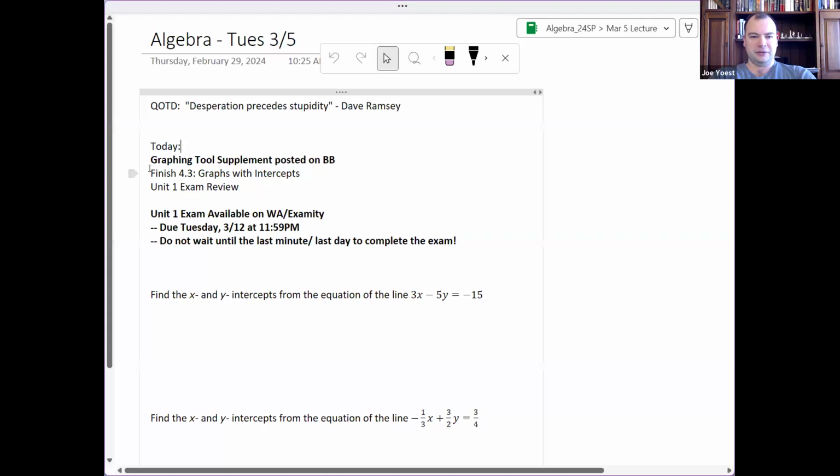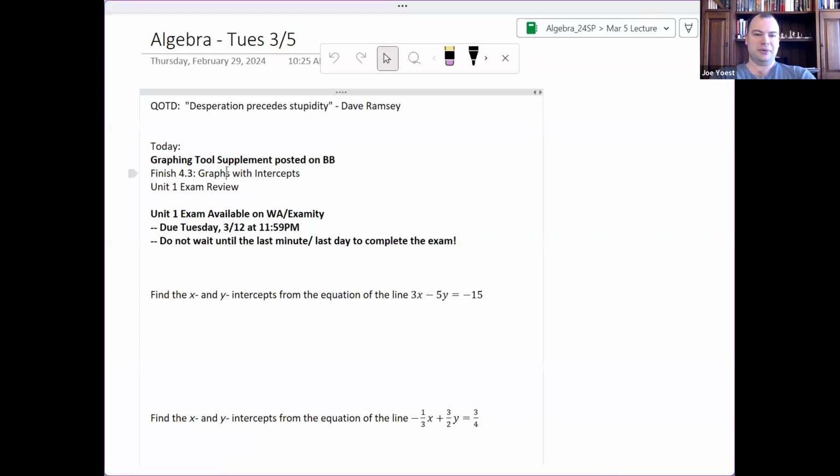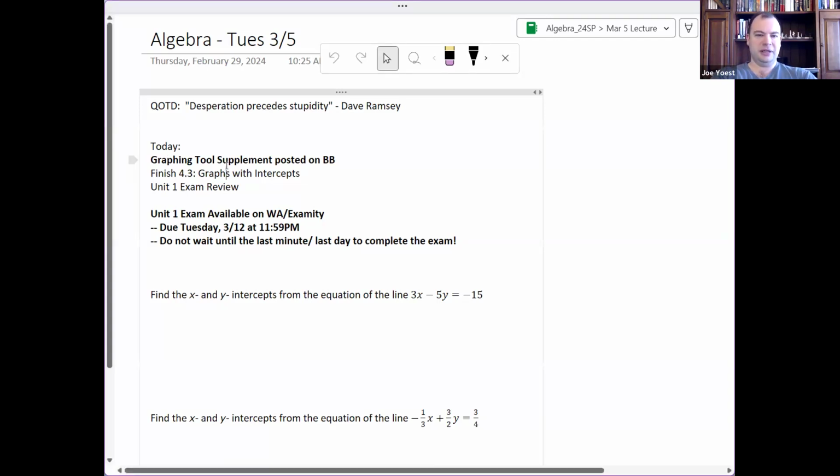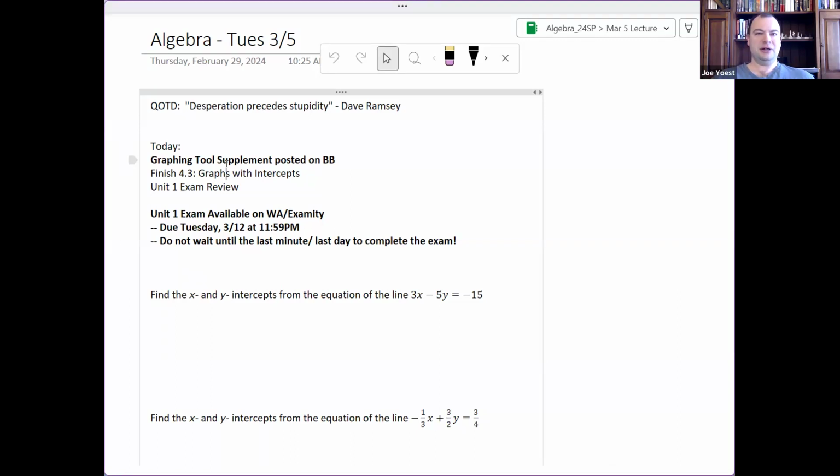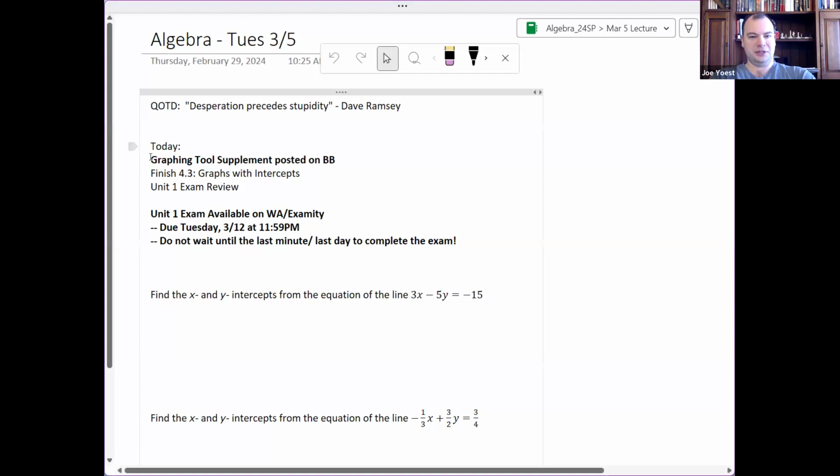All right, so the plan for today is just another reminder that there's a supplement for the graphing tool for chapter 4 on WebAssign on Blackboard. You can check out Blackboard under the supplemental materials folder and take a look through that supplement. I got some questions over the weekend where I think people understood the math side of things, but were struggling with that graphing tool. So just a reminder that that supplement is there with a little more information.